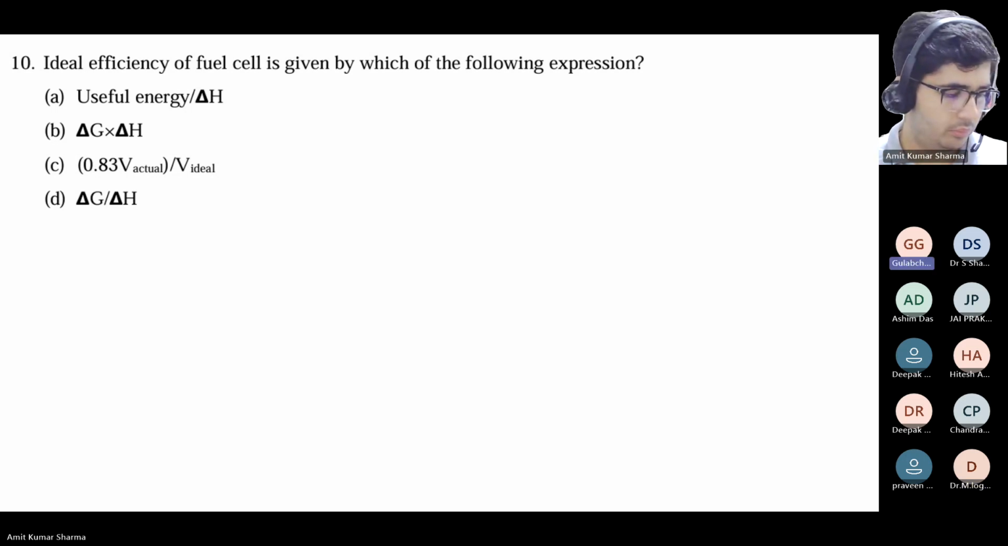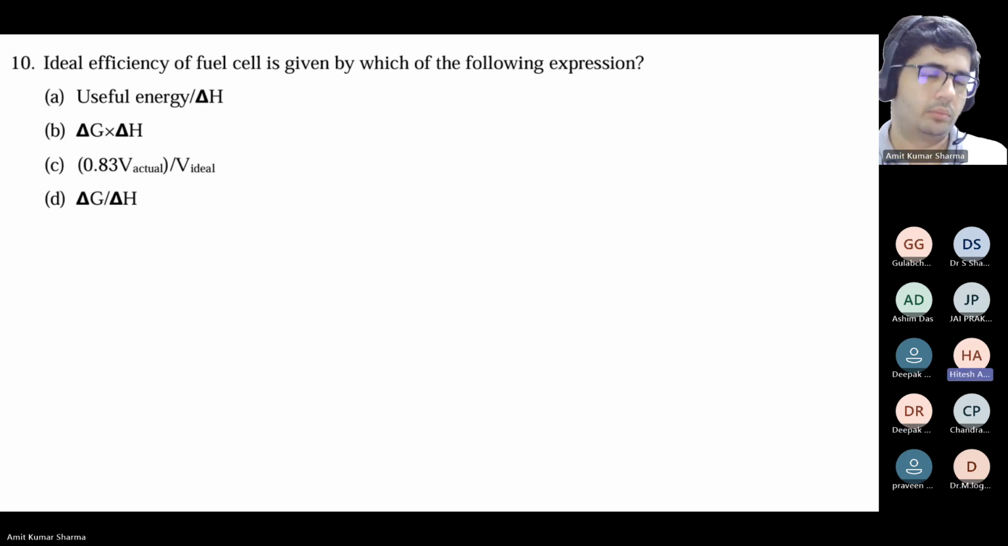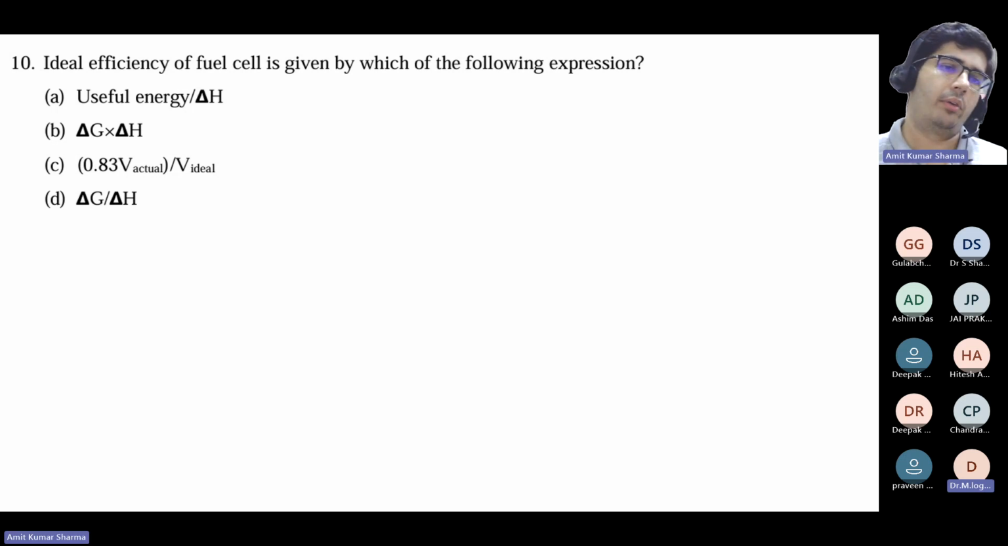Delta G by delta H. Okay, we have an answer. Anybody? C. It's C, 0.83 V, actual by V ideal. Okay, we have two answers.